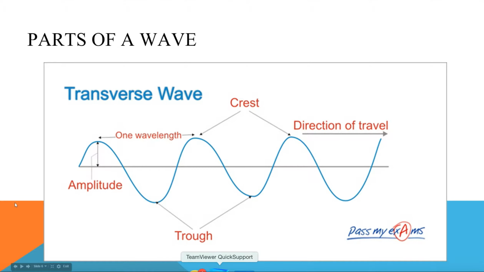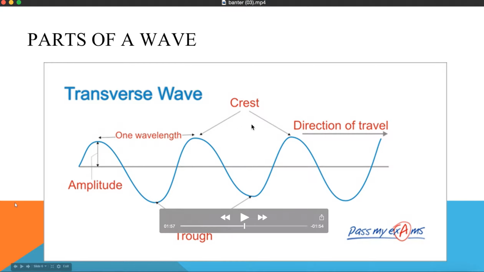So, the parts of a wave. The tops of the waves are crests. This is the direction of travel. This is the trough. Trough is always at the bottom, crest is always at the top. This is one wavelength, and then the amplitude.